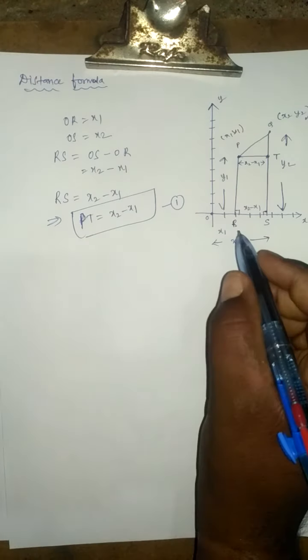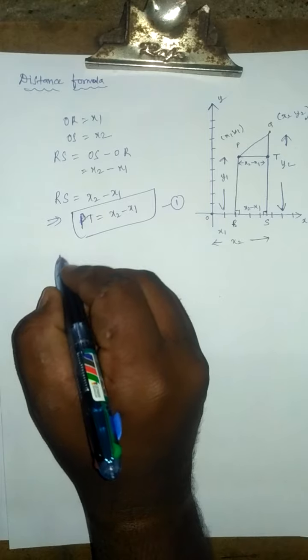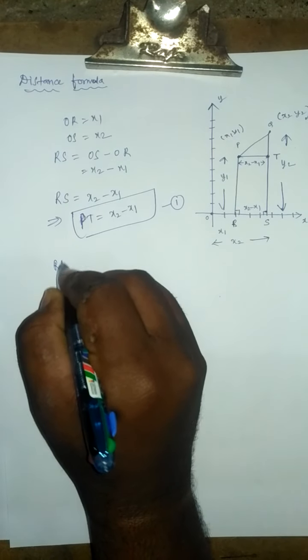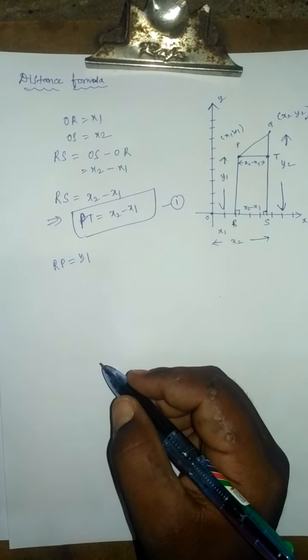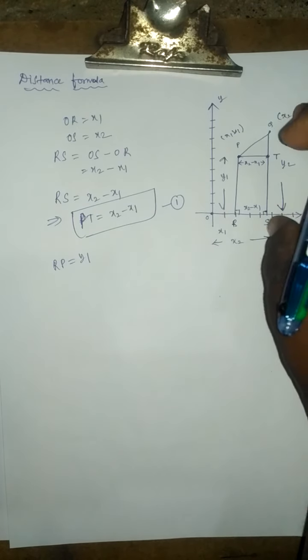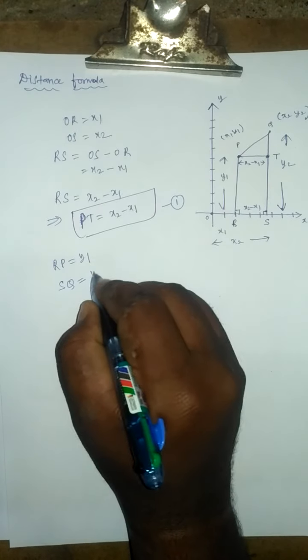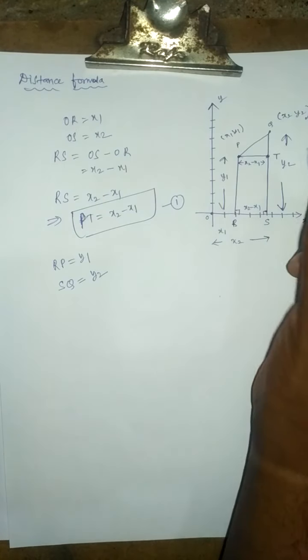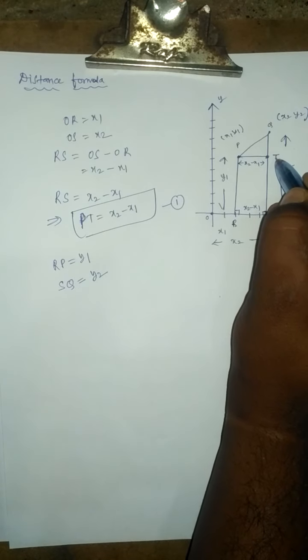Next, here measurements of the y-axis I am going to write. Whatever the distance is there from R to P, RP, that is y1. Right? Next, SQ, that is y2. Here my intention is to find out the distance from T to Q.